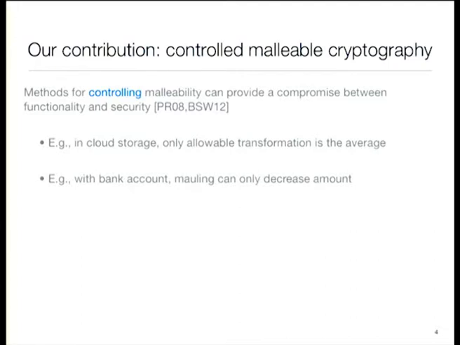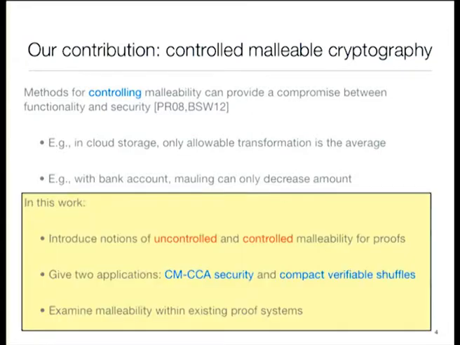So for our contributions in this work, we switch our attention to proofs, and we define the first notion of both uncontrolled and controlled malleability for proofs. We then give two applications. One is a strong notion of encryption security that we call CMCCA security.